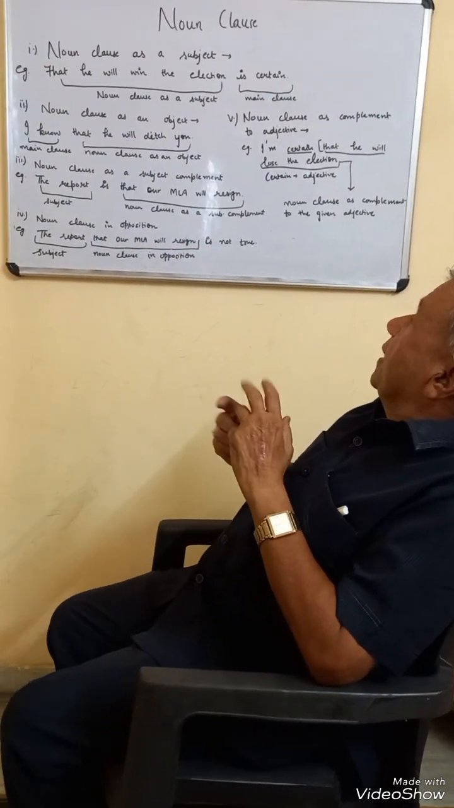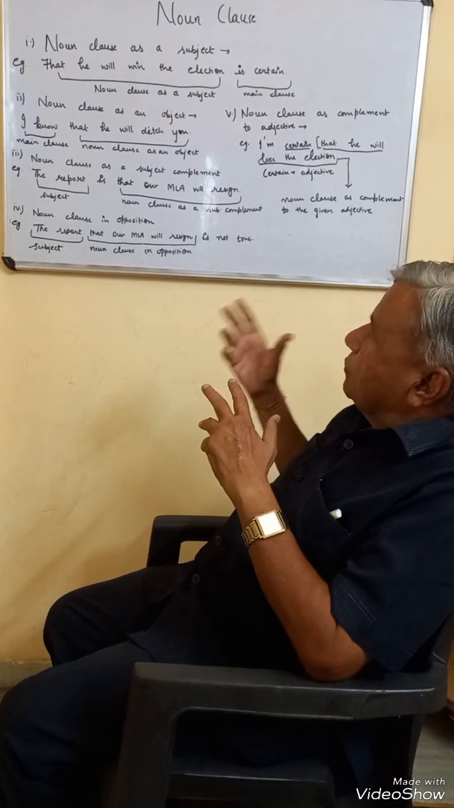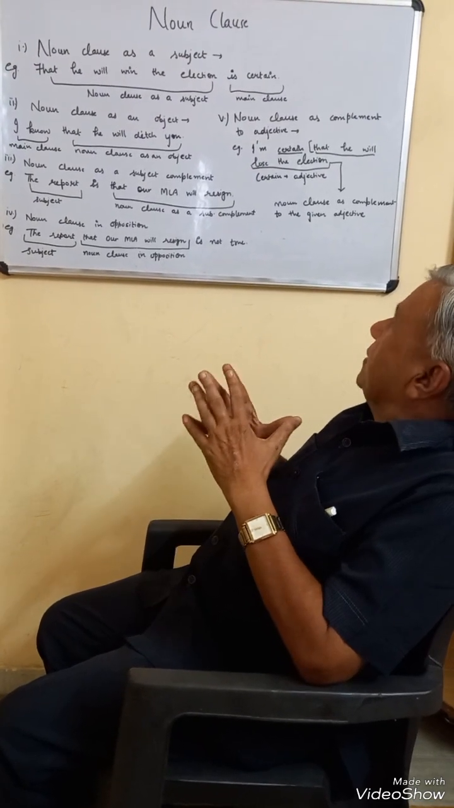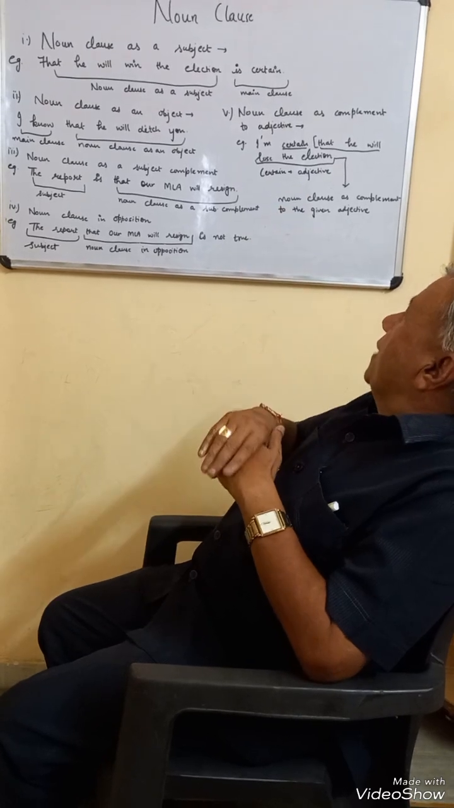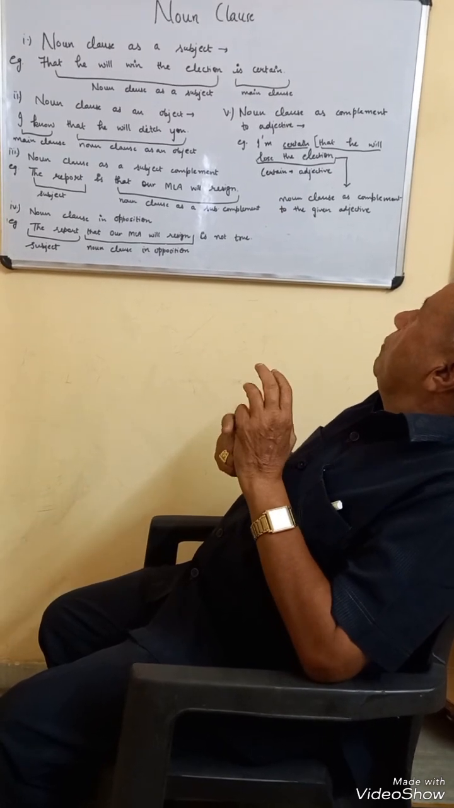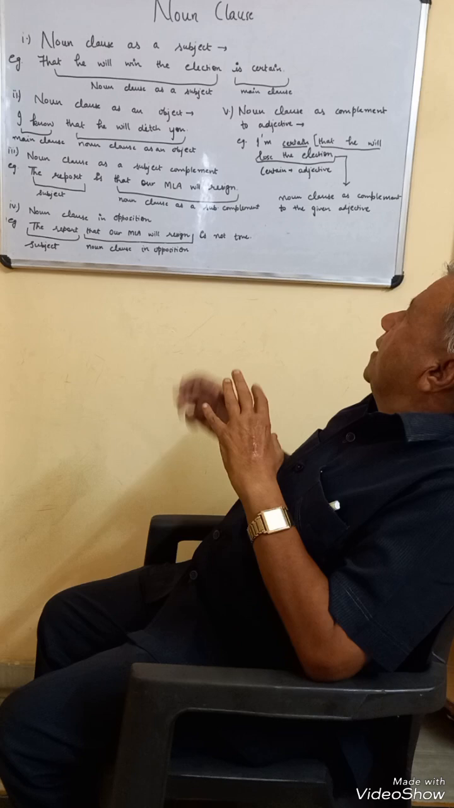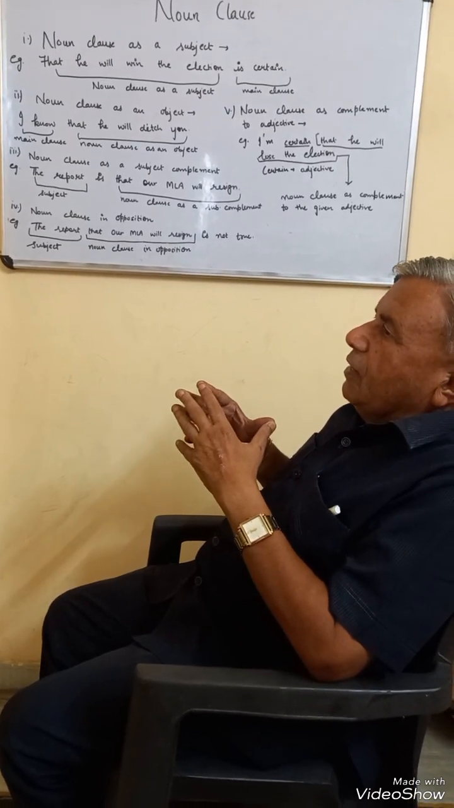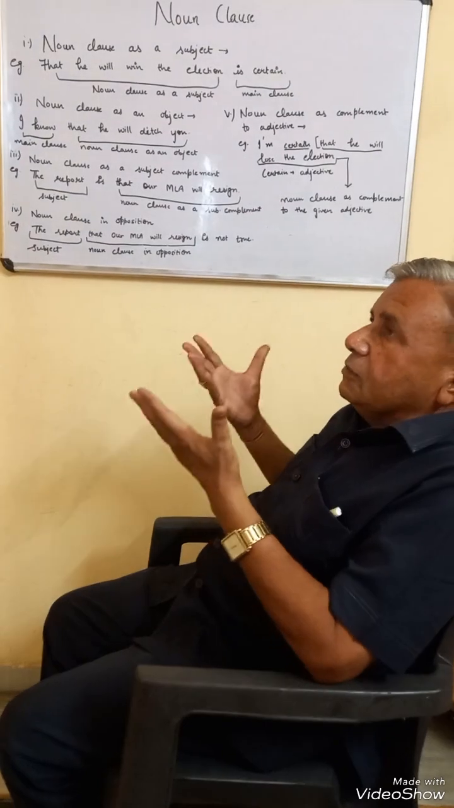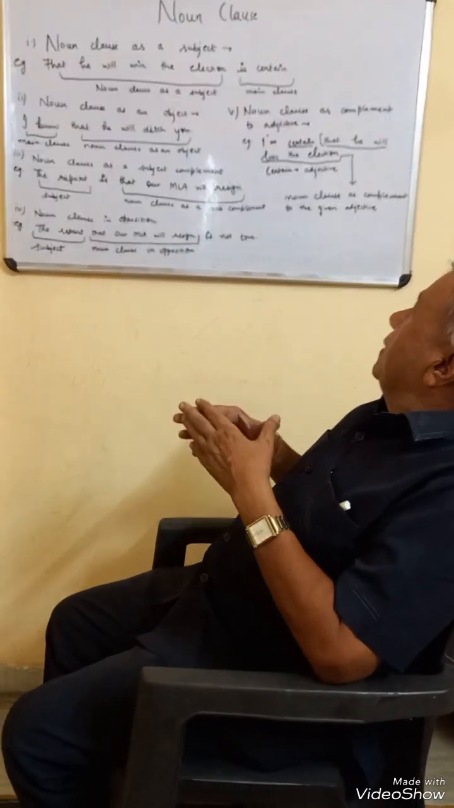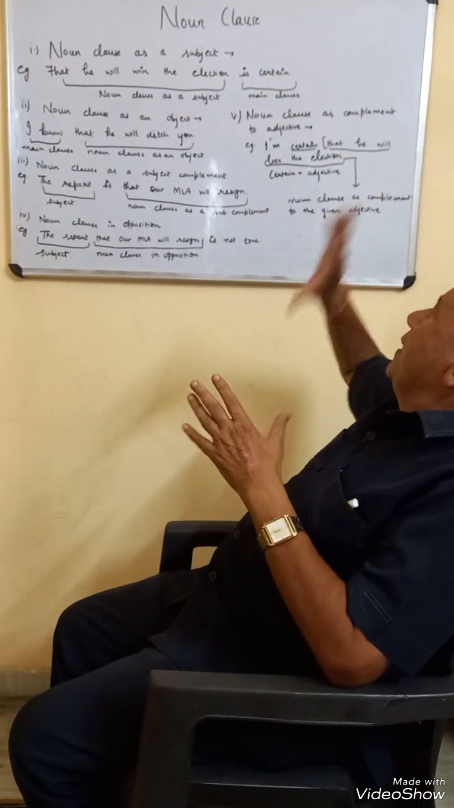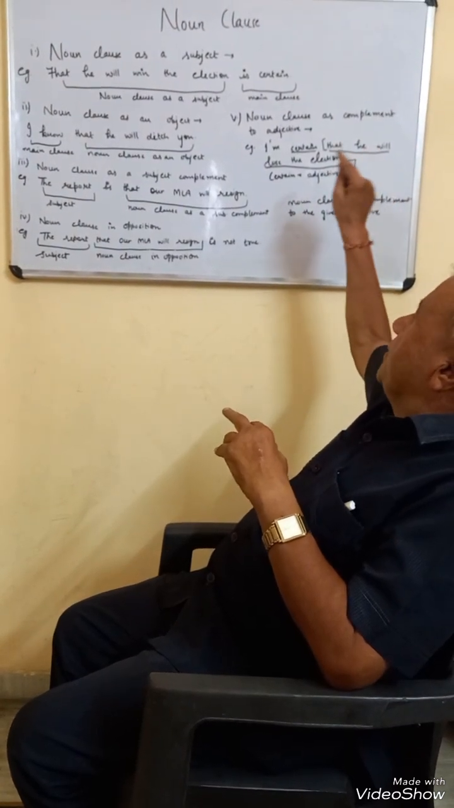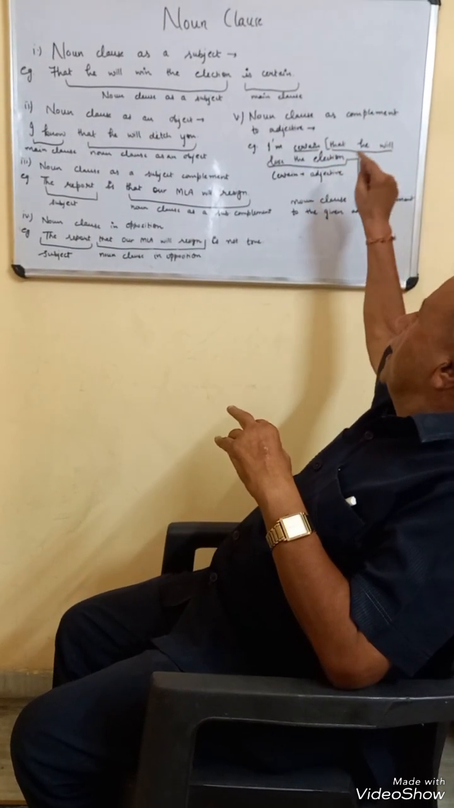Another function that a noun clause performs is that it is a complement to an adjective. In this sentence, I am certain that he will lose the election, certain is an adjective. Then you ask the question, about what are you certain? So the answer to what is that he will lose the election. It is making the meaning of the adjective certain clear.